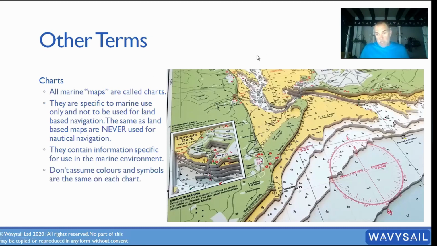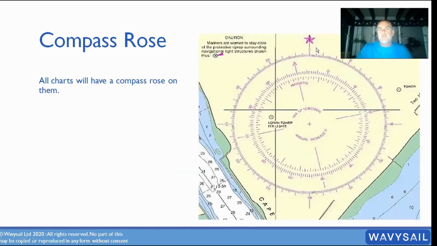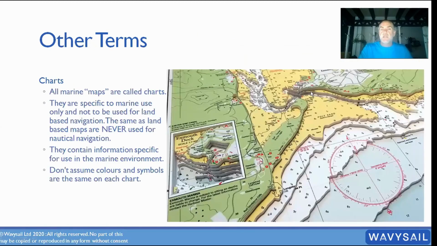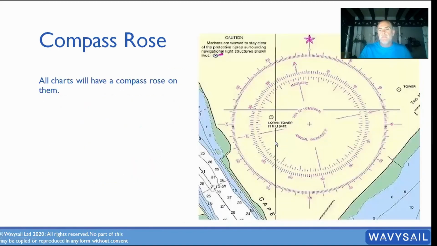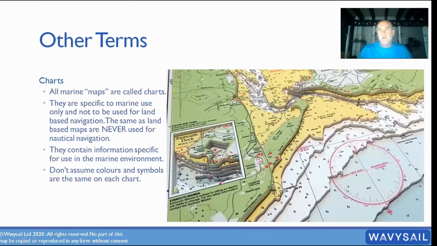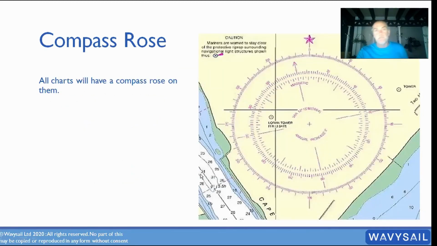Okay, one thing to make sure of, don't assume colors and symbols are the same on each chart. They are not. If we look at this chart, land is green, shallow water is brownish, sandy color, white, getting darker blue. That's just this chart. Look at the next chart, land is brown. So the colors aren't the same. Here's land that's green, there's land that's brown. Green is the shallows. Dark blue is the slightly shallow water. We go back here, white is the shallow water, dark blue is the deeper water. So don't assume the colors are the same.